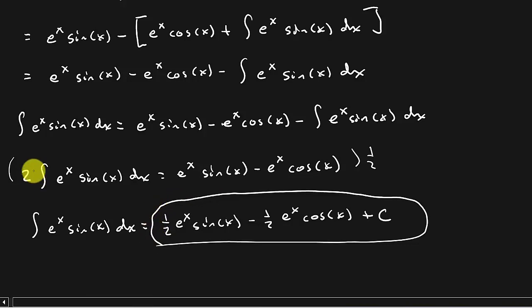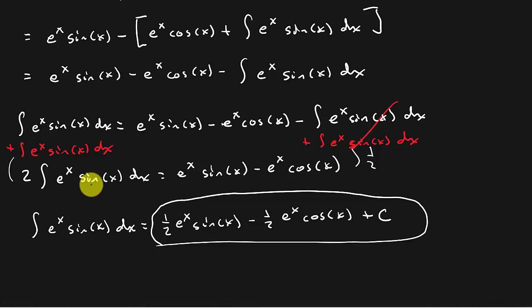Now, some of you might be wondering, how did I get this? Well, all I did is I added the integral e to the x sine x dx to both sides. And see, they cancel out over here, and then this plus this will be 2 times that. Okay? So I had to do integration by parts twice.